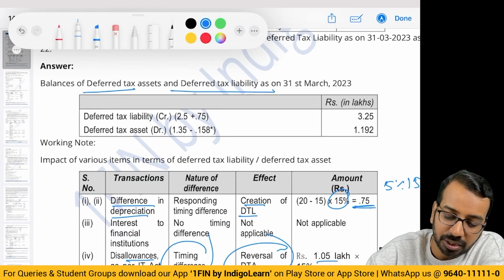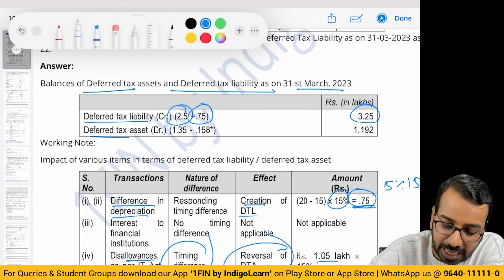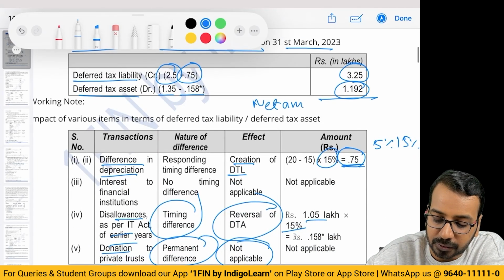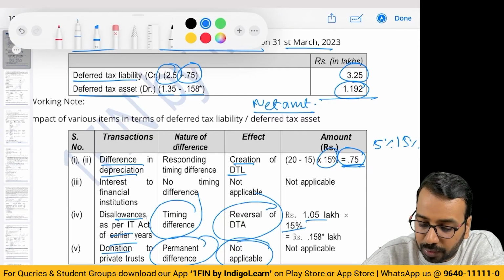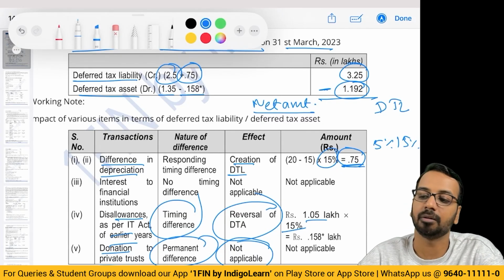In the balance sheet it will be disclosed that DTL 2.5 plus 0.75, which is added 3.25, and DTA 1.35 minus 0.58, this number, and this has to be presented on net amount basis. Net amount will be whatever 3.25 minus 1.92 of DTL, which will be presented in the balance sheet.